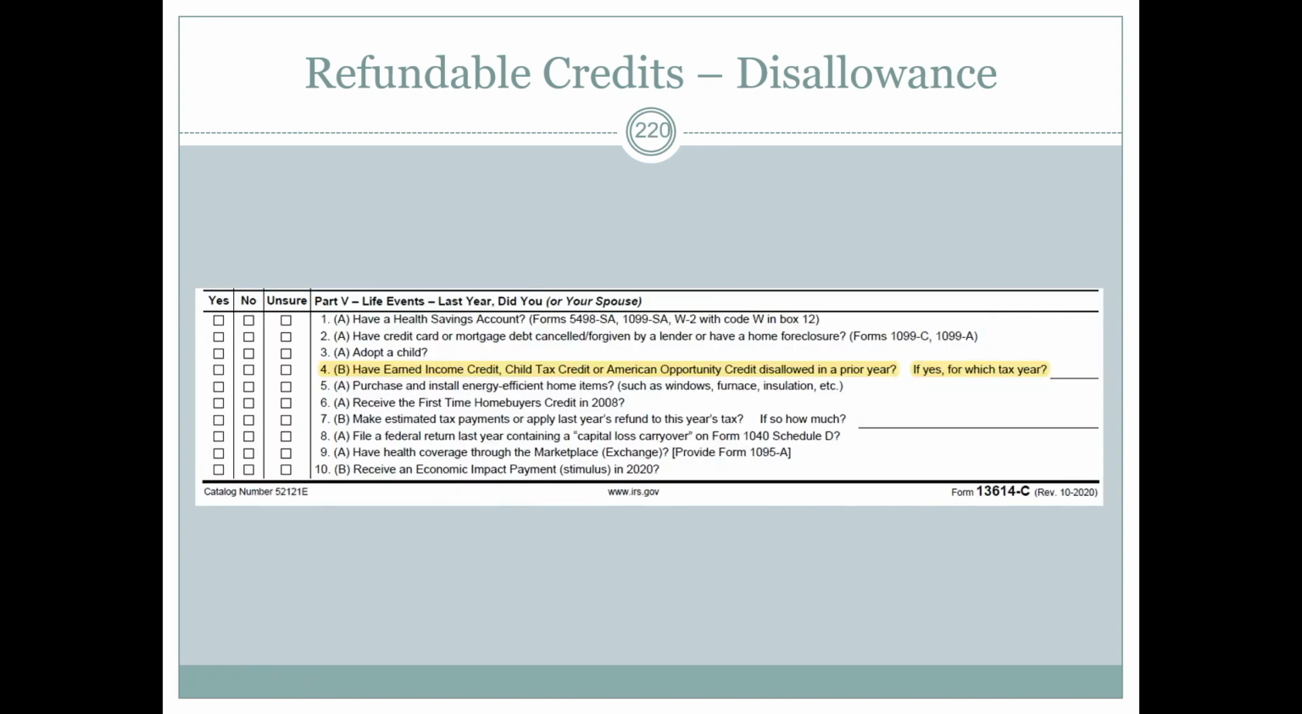And again, how will we know that these credits will impact the tax return or have been disallowed previously? We will look at Part 5 of the 13614-C. Number 4: Have Earned Income Credit, Child Tax Credit, or American Opportunity Credit disallowed in a prior year? If yes, which tax year? So we need to be sure we check that section of the intake form.